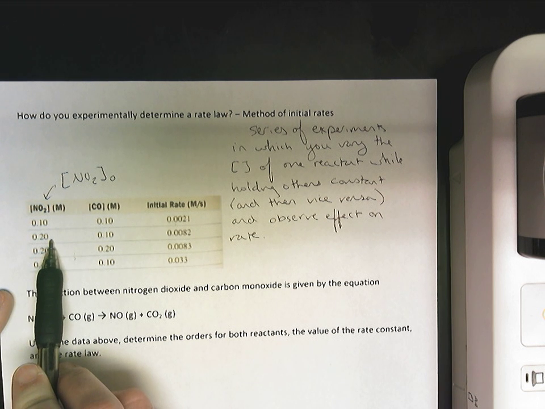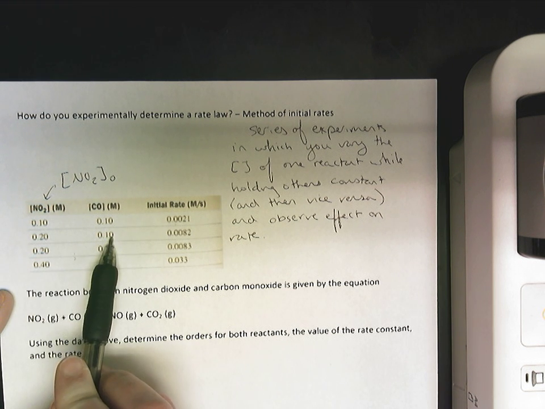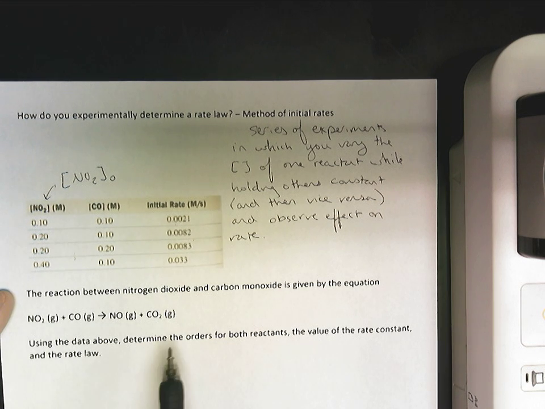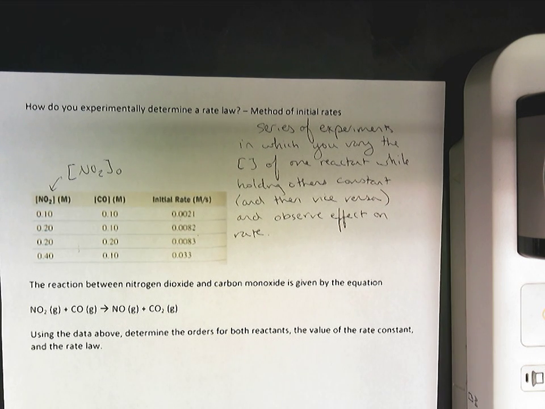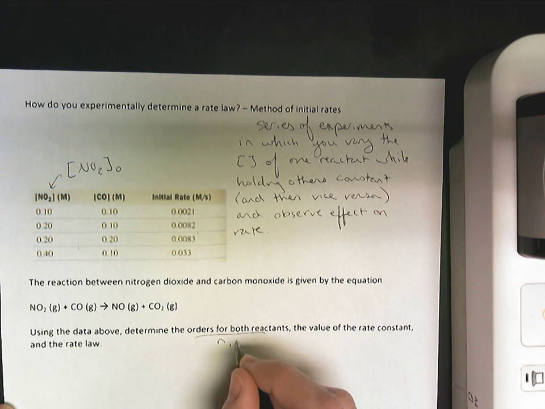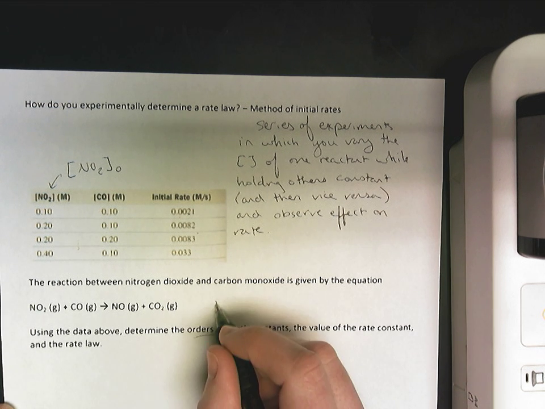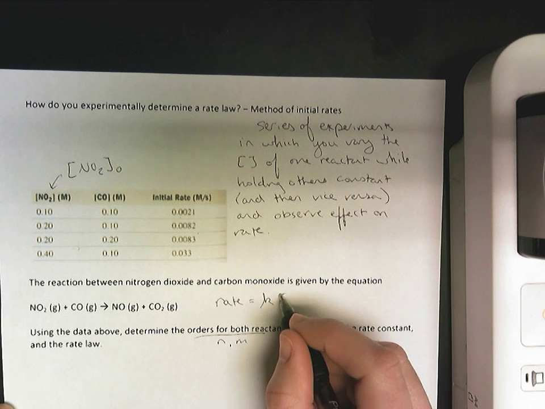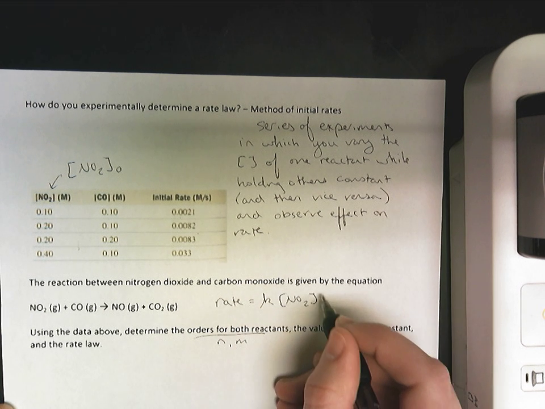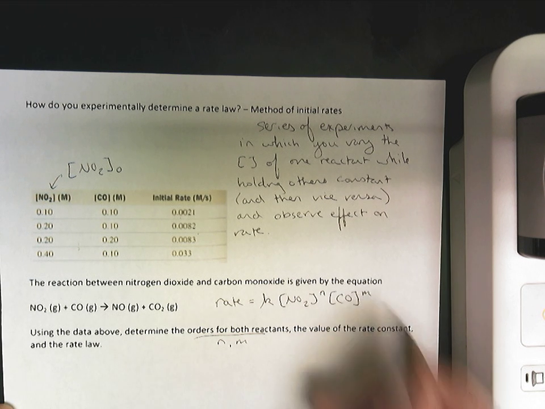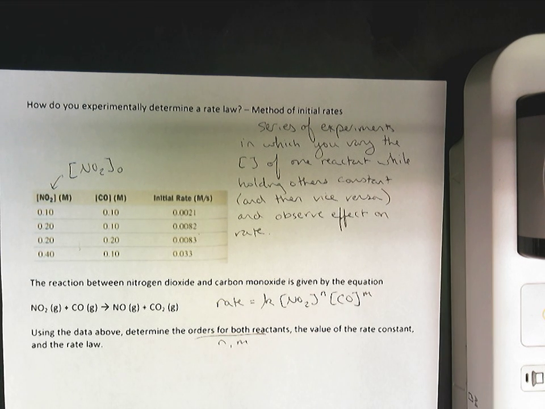When I double the amount of NO2 and keep CO the same, I get this rate, and so on and so forth. So how am I going to determine the order of both reactants, right? So I'm looking for n and m in the equation. This is going to be the generic rate law, right? Rate equals k [NO2]^n [CO]^m, and the value of the rate constant and the rate law.